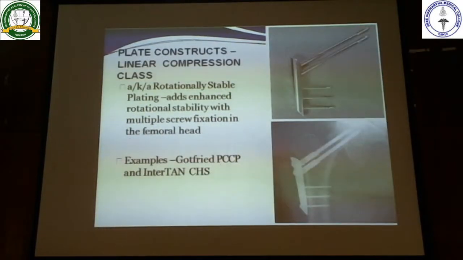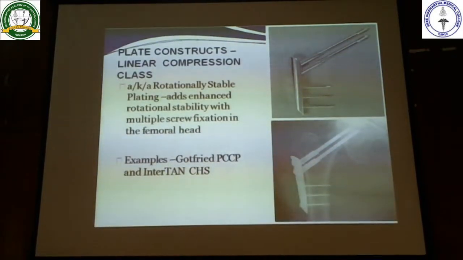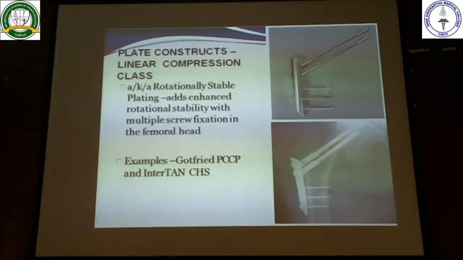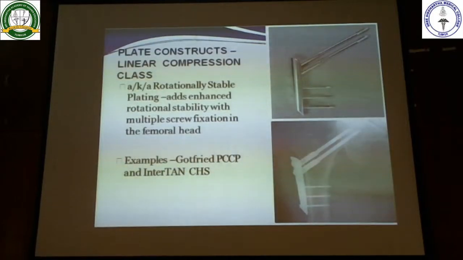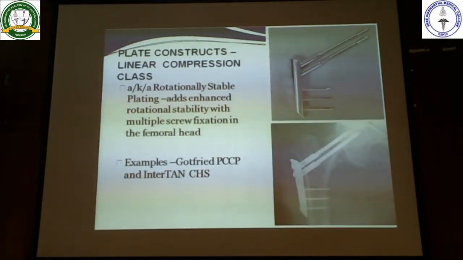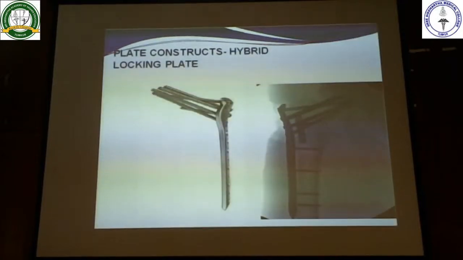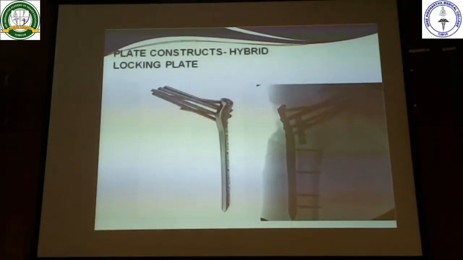We won't go into details there. Then the third type is what is known as the percutaneous compression plate, or linear compression plate. We have already seen the sliding hip screw and the fixed angle plate like the Jewett plate. This is another one. Examples you can just remember: Gotfried PCCP and Intertan CHS. All these names you can just remember. That's it. Hybrid locking plate is another plate construct.